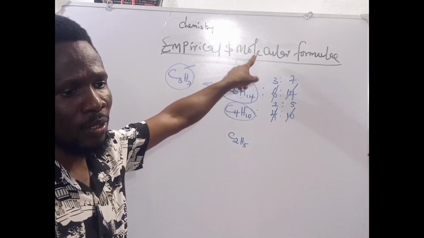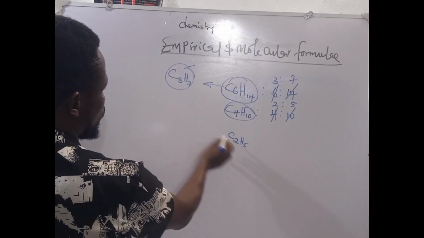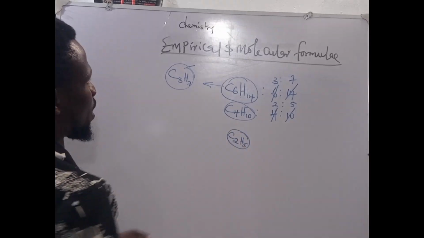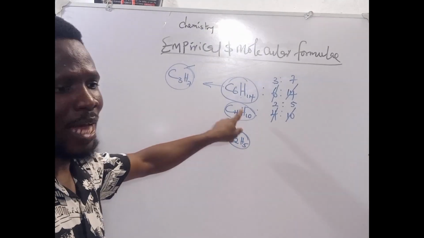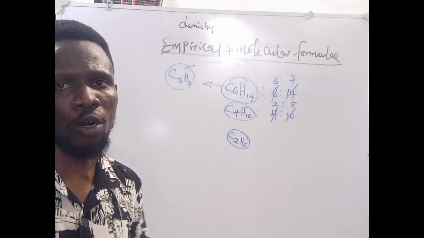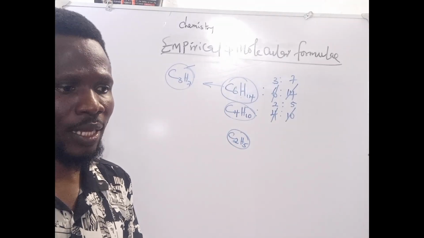C2H5 is said to be an empirical formula of this compound. While this compound is the molecular formula, which represents the actual number. This is the simplest ratio of that number. We call it the empirical formula.